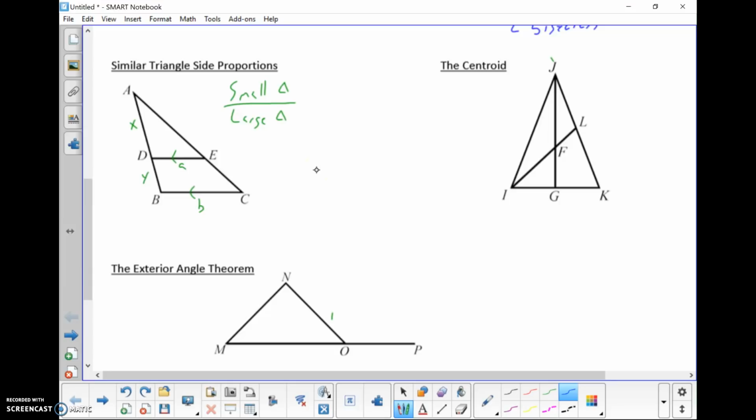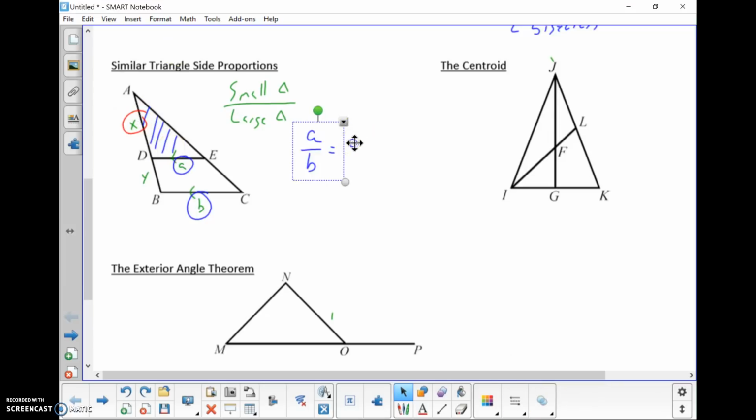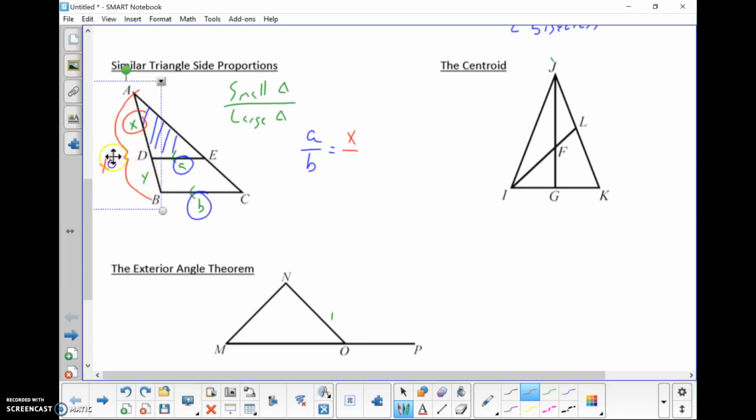If we're doing small over large, A over B, that's the bottom of this small triangle, and B is the bottom of the big triangle. They correspond. So A over B is small over large. And X is the left of this small triangle, but the left of the big triangle is this whole thing. You can't do the two pieces here. This would be the sum X plus Y. So X over X plus Y is how you would set up your small over large proportion here. That's a very common trap, that people want to do X over Y, A over B.